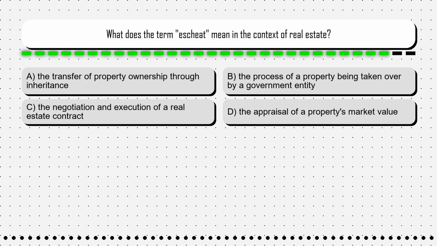Question 60. What does the term escheat mean in the context of real estate? Option A, the transfer of property ownership through inheritance. Option B, the process of a property being taken over by a government entity. Option C, the negotiation and execution of a real estate contract. Option D, the appraisal of a property's market value.